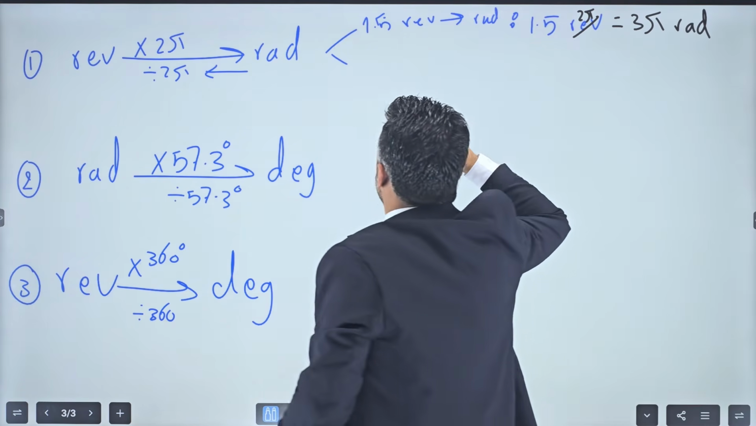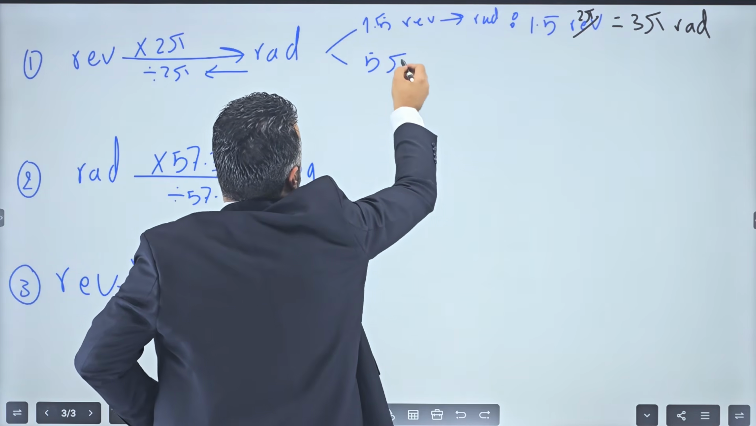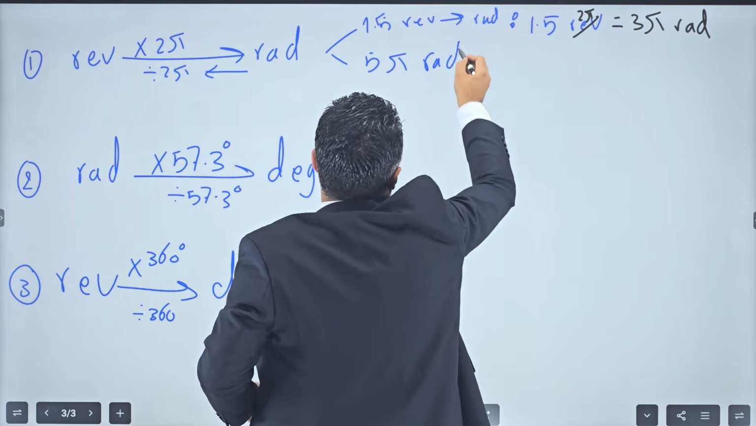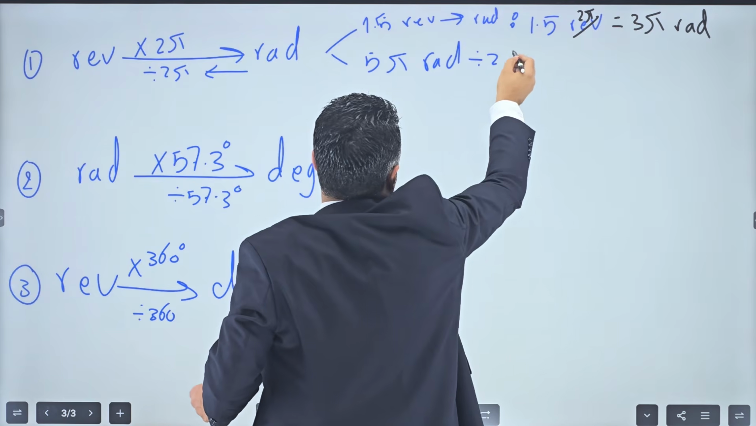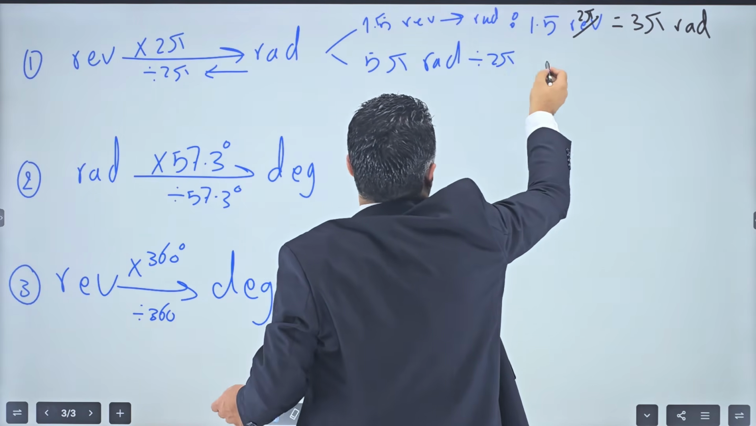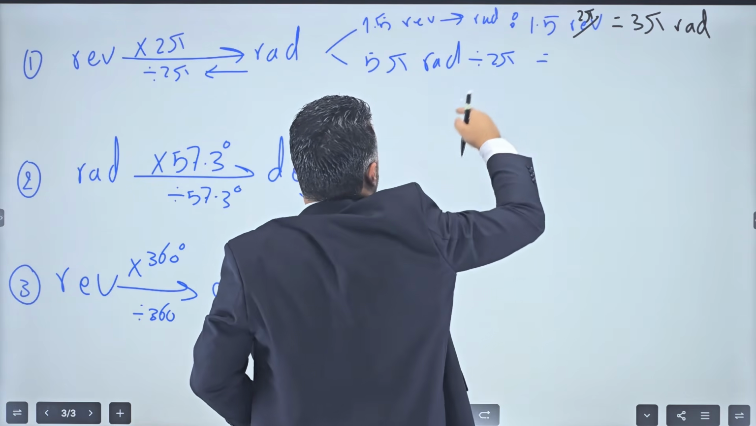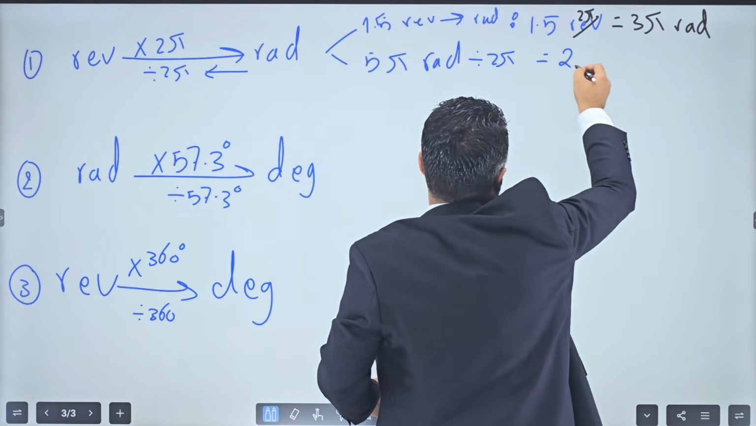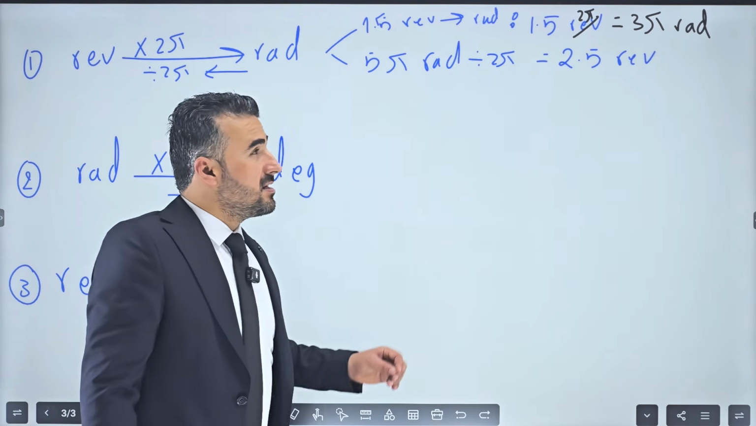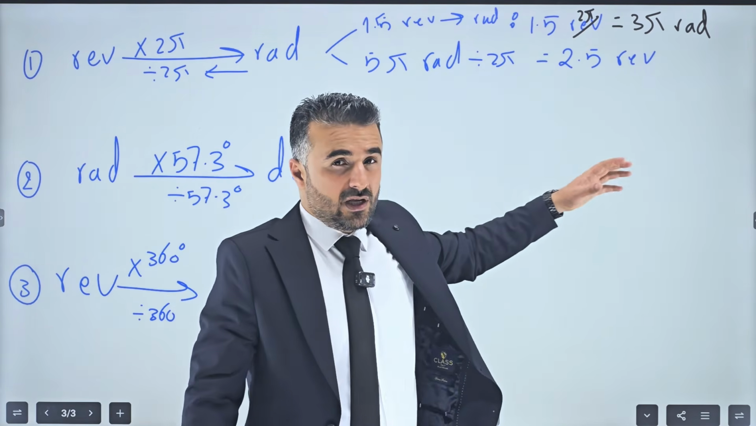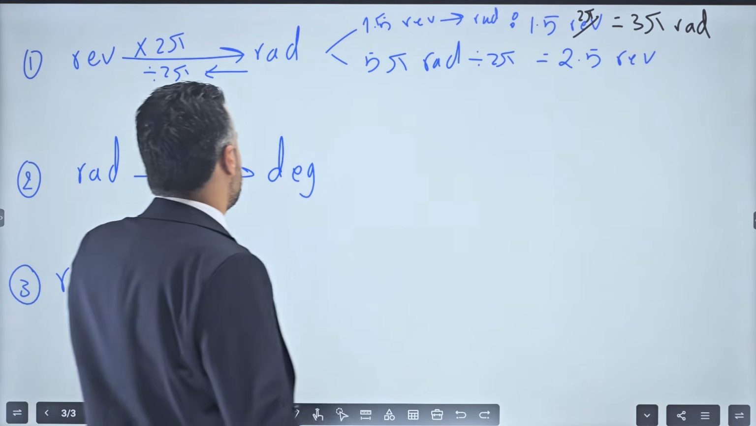What if we want to do the opposite? Let's say I have 5 pi radian. I want to convert that to revs here. If you want to convert this to rev, just divide by 2 pi, and that's it. Now 5 pi divided by 2 pi is going to be 2.5 rev, and that's it. Of course, this way is easier, but I recommend you master it the other way first, and then you can use this one too.